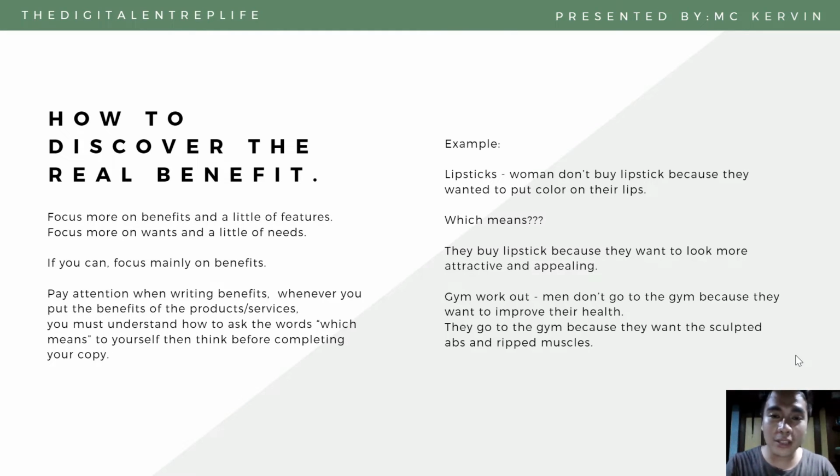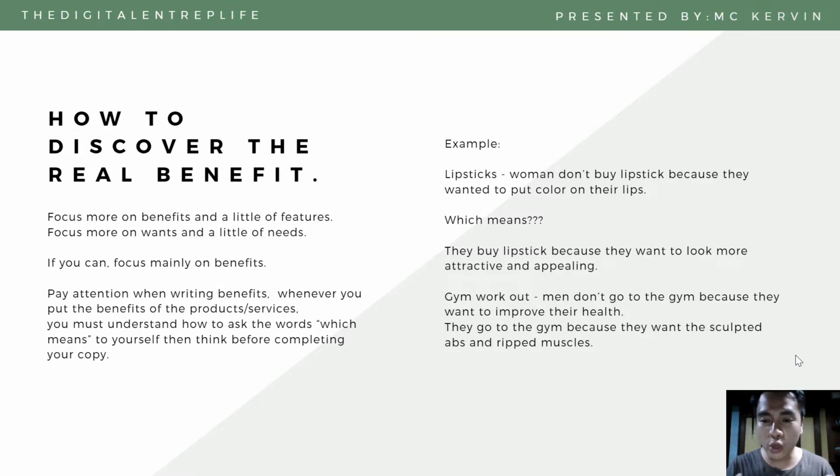Okay, because there's a phasing to that. I can understand that when you're starting and trying to compose your content or your copy, the first time you try to do that, it will be hard for you to separate them. So I'm going to give you the pattern for how to do it. Okay, pay attention when writing benefits. Whenever you put the benefits of the products or services, you must learn to ask the words "which means." Okay, I'm going to go deeper and explain these things. Ask yourself, then think before completing your copy.